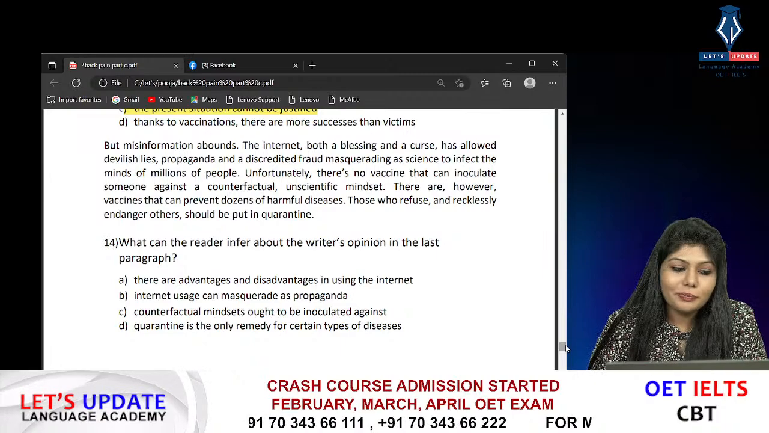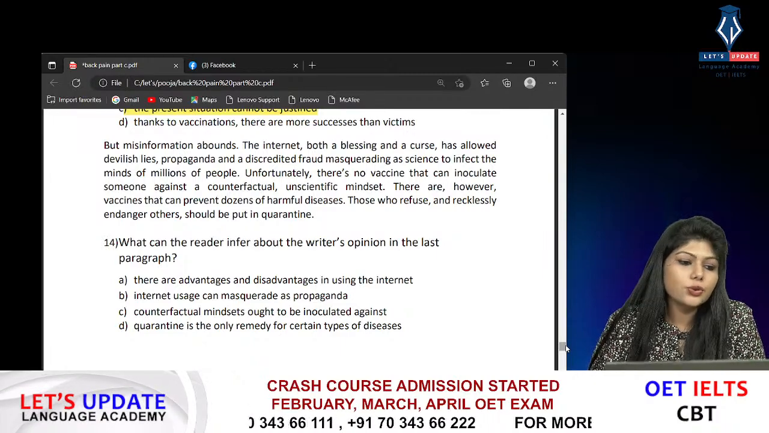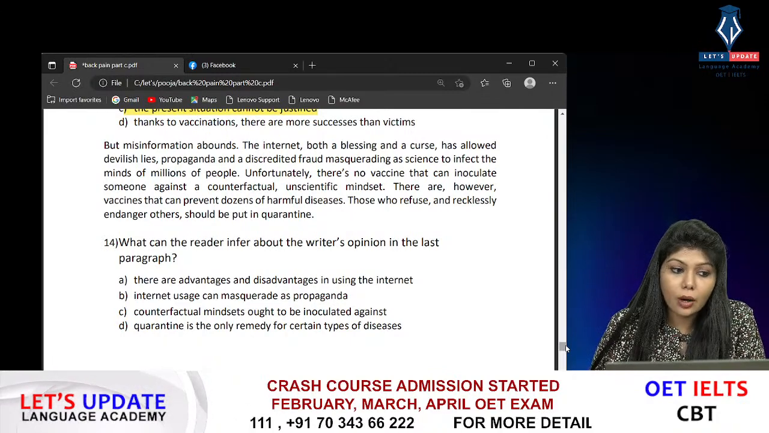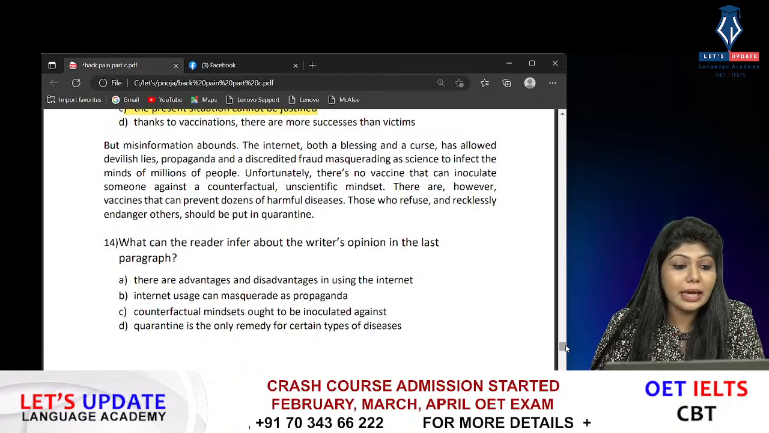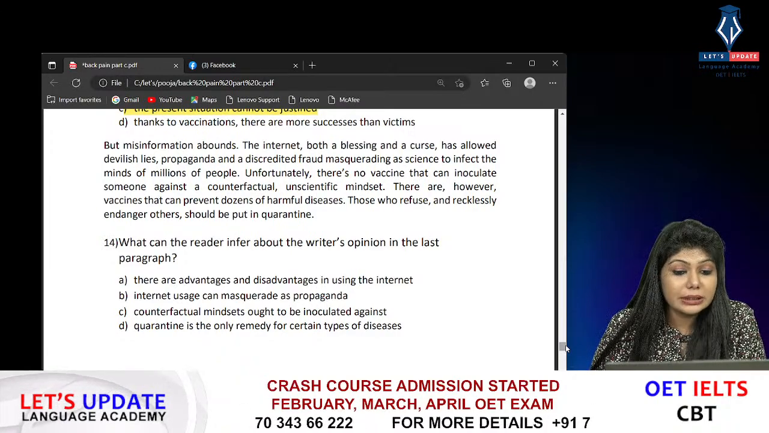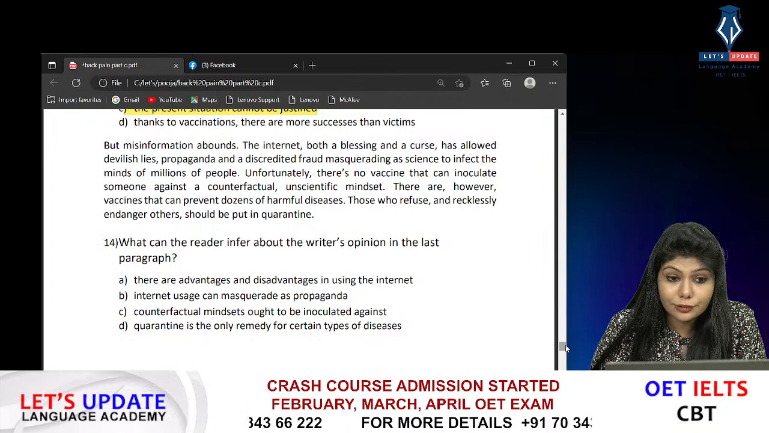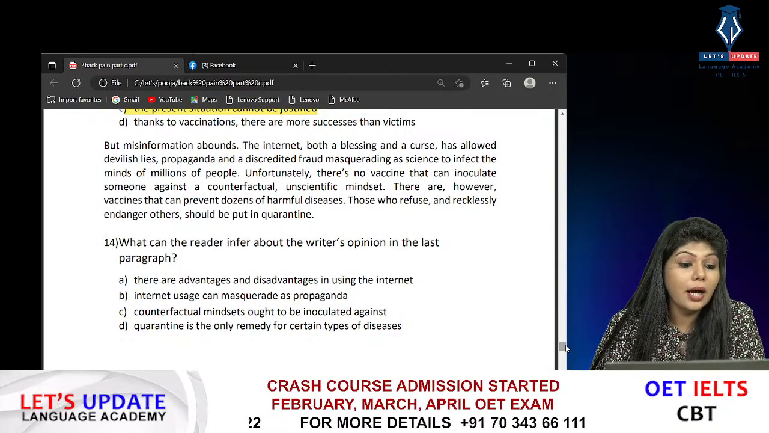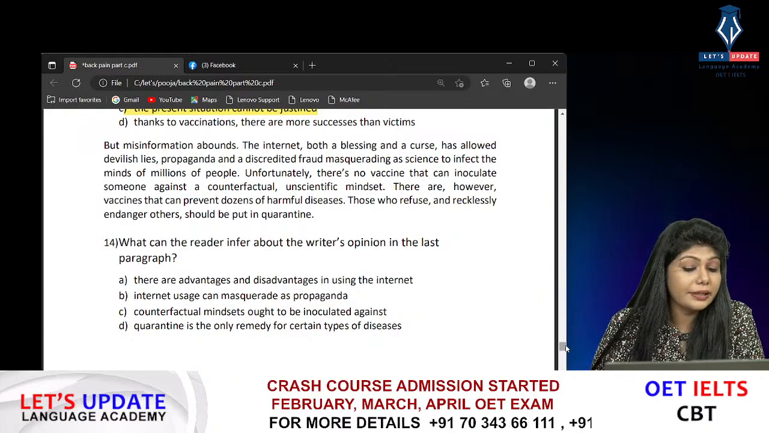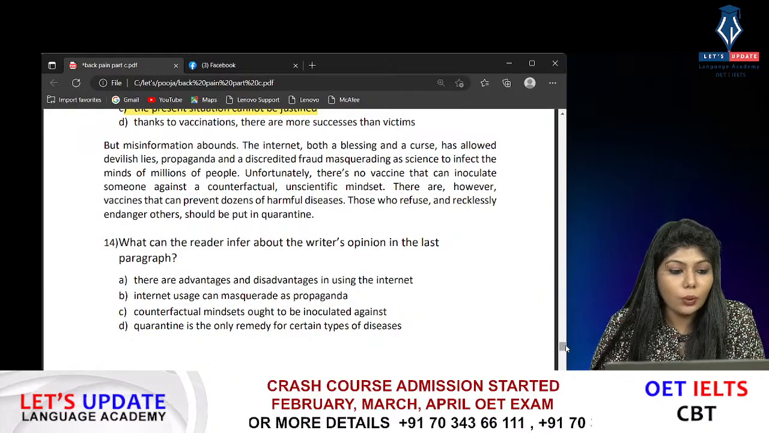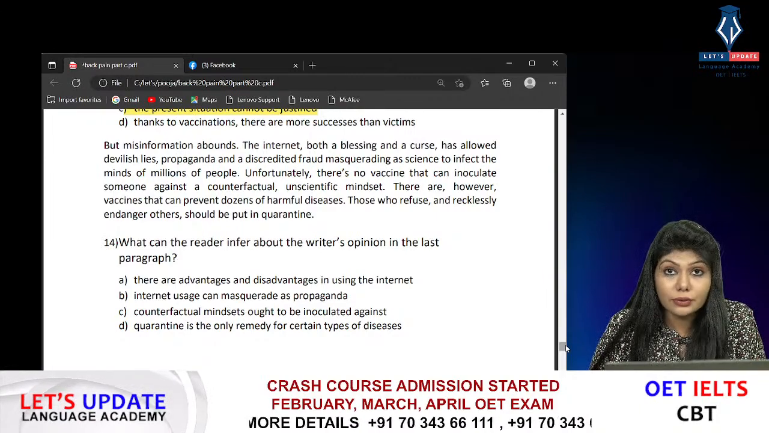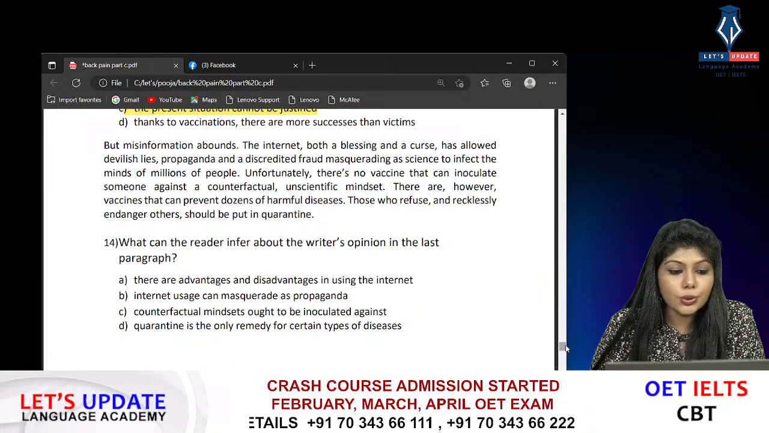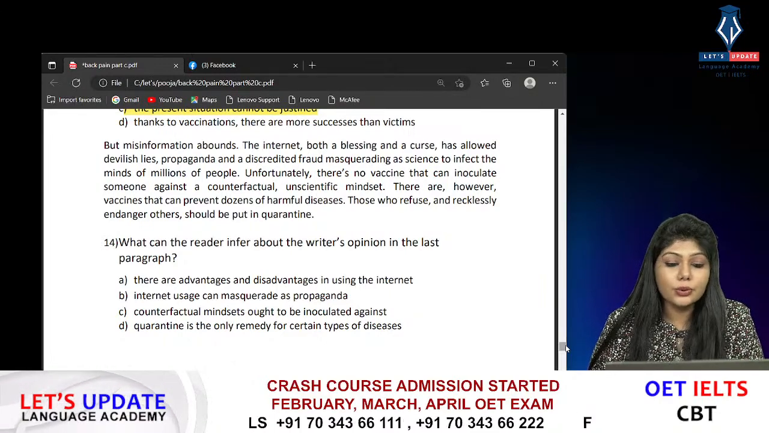So now we'll solve it together. But misinformation abounds. The internet, both a blessing and a curse, has allowed devilish lies, propaganda, and discredited fraud masquerading as science to infect the minds of millions of people. Unfortunately, there is no vaccine that inoculates someone against a counterfactual, unscientific mindset. There are, however, vaccines that can prevent dozens of harmful diseases. Those who refuse and recklessly endanger others should be put in quarantine. Yes, so that was what the paragraph was about.